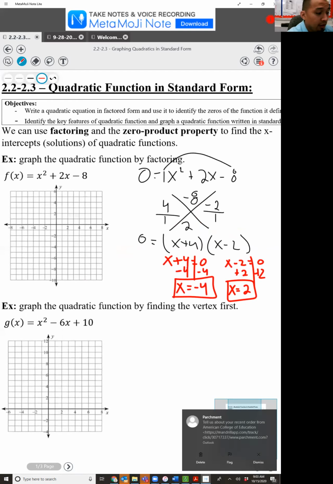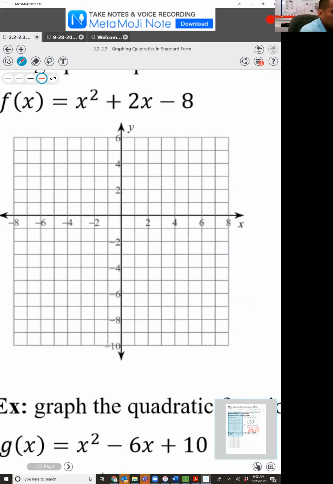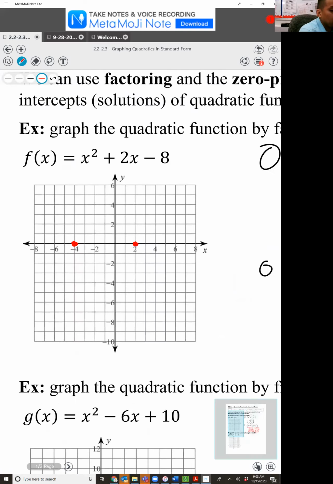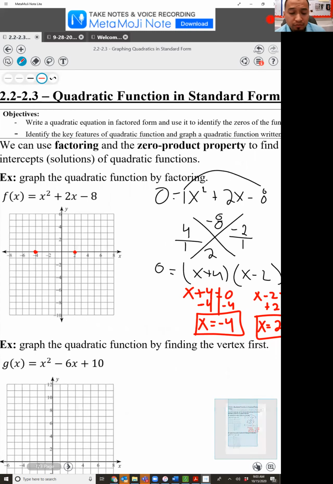So I can go ahead and plot those into my graph. So again, my x-intercepts are going to be at -4 and 2. Okay, so I have 2 points. If you remember, I always said you only need 2 points to be able to graph anything. However, when it comes to a quadratic function, you're missing the most important point, which is the vertex. Without the vertex, there's no way you can figure out how to graph or how to sketch this function. So we need to go ahead and find the vertex.